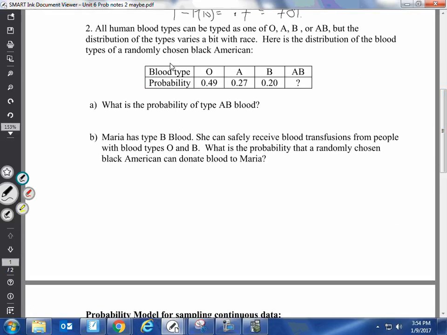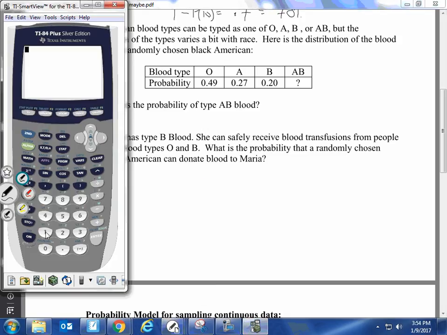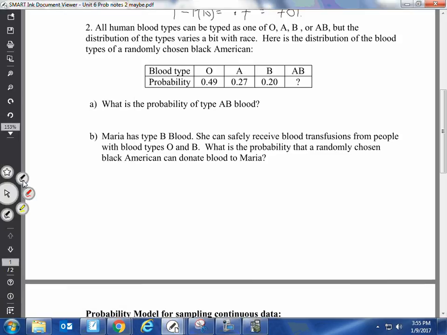Here's another situation, a discrete data set. All human blood types can be typed as one of O, A, B, or AB. But the distribution of the type varies a bit with us. Here's the distribution of the blood types of a randomly chosen Black American. So the distribution varies based on race, and this is talking about a Black American. We have a 49% chance of being O type, 27% chance of being an A type, and 20% chance of being a B type. Now, what is the probability of AB blood? Well, all of these have to add up to 100. I can just take 100 or 1 and subtract our 49, our 27, and our 20. And I'd get that there is a 4% chance of having an AB type.